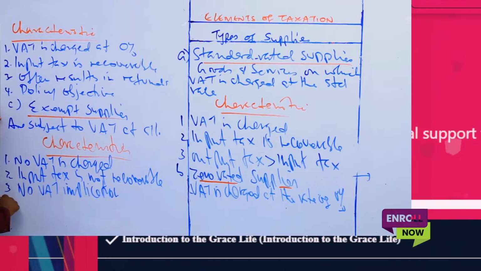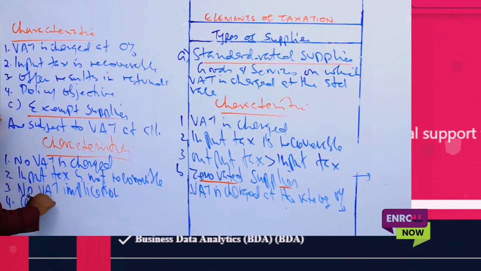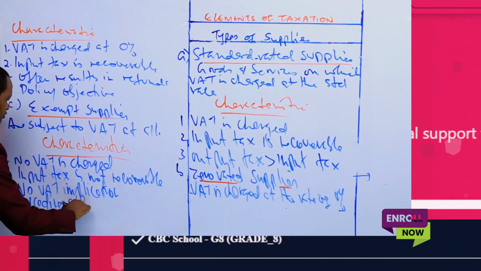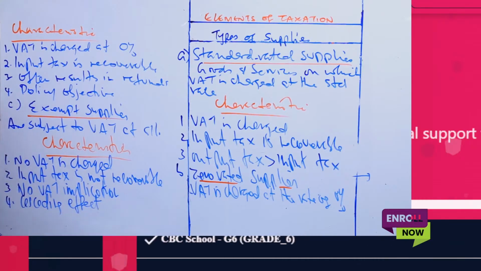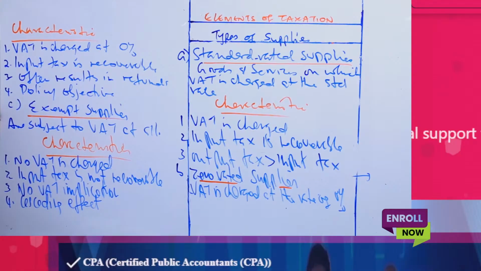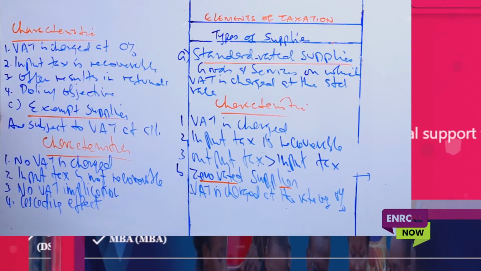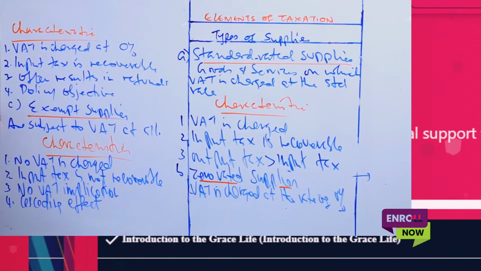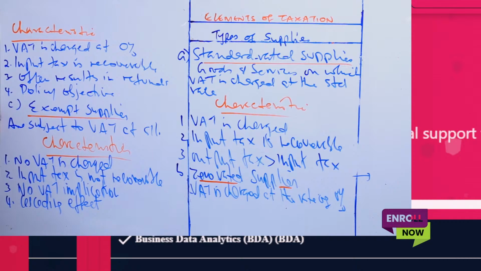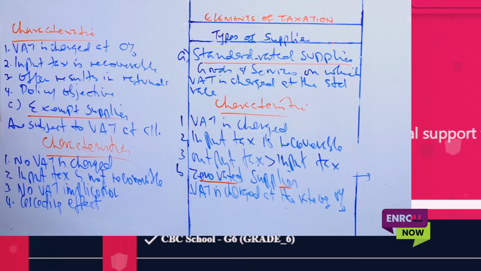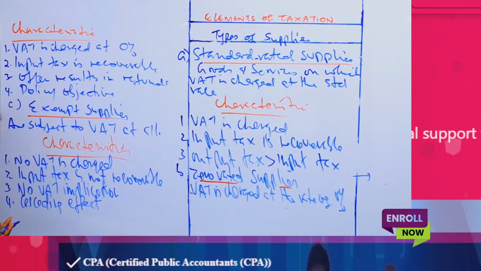And of course, there is also a cascading effect of exempt supplies. What does that mean? It means that because input tax cannot be claimed, VAT on inputs for exempt supplies effectively becomes part of the cost, which can lead to cascading or a compounding effect of tax, as tax is hidden within the cost. So these are three characteristics.